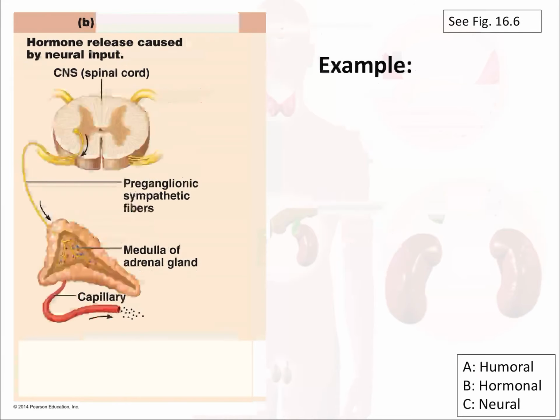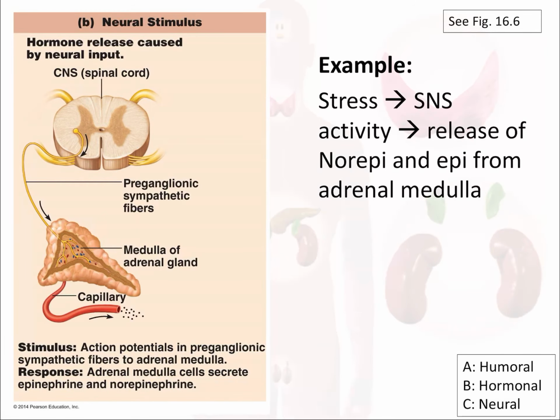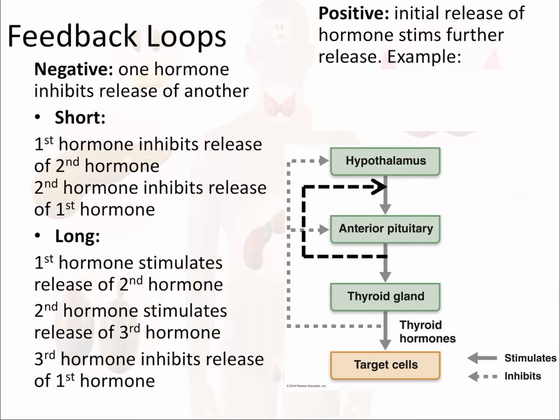Okay, and then lastly, we have the neural stimulus. An example of this is the adrenal medulla. When we have stress, that activates our sympathetic nervous system. That causes release of norepinephrine and epinephrine from the adrenal medulla. And so we see it's a neuron coming from the spinal cord right to the adrenal medulla. It causes release of epi and norepi. So that's direct stimulation by the nervous system.